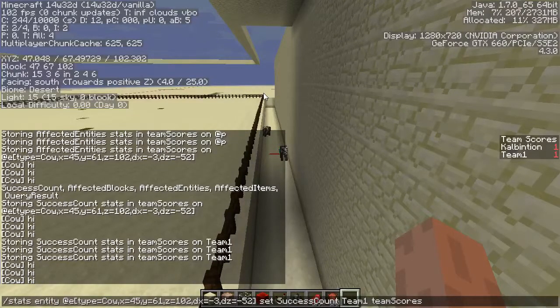See, set success count, player name, team 1, and then the objective being team scores. Only getting a 1 on the value. Why is this? Returns a result of a command query, returns the command success count. Returns the number of affected entities. Either it was a success count or entity count I would want.